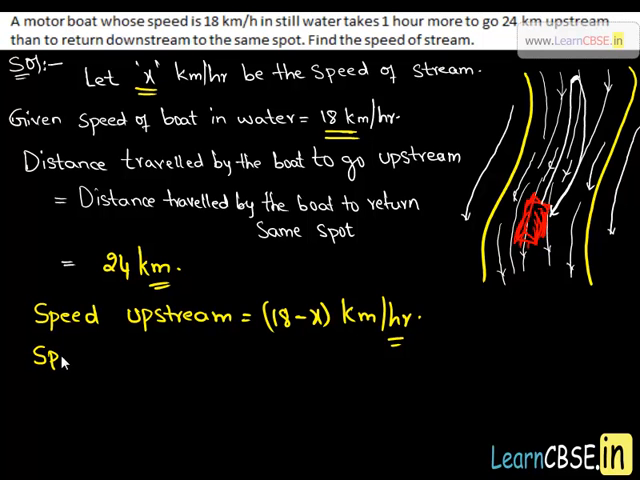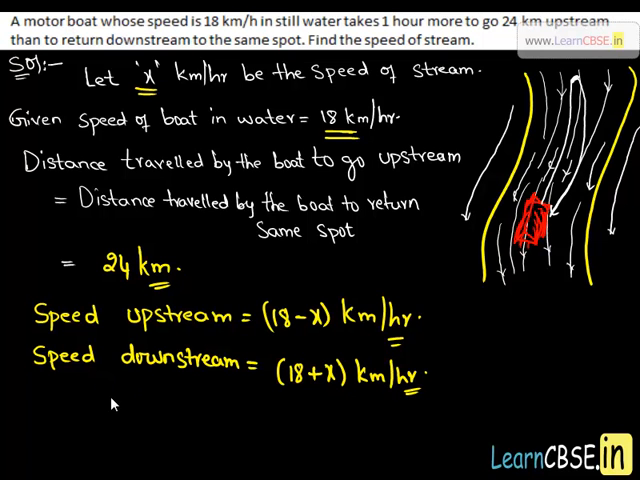Similarly, speed of boat when it is coming to the same spot is 18 plus x kilometers per hour. It is because when the boat sails to the same point, its speed gets increased because speed of stream helps the boat to increase its speed. Therefore, its speed is 18 plus x kilometers per hour.